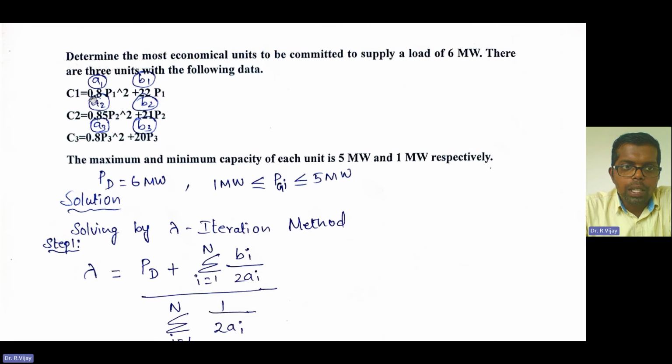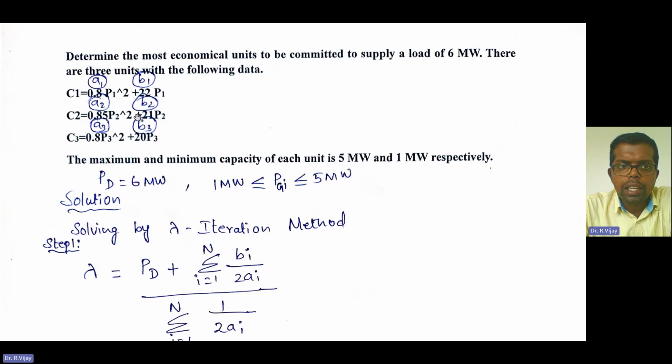That is C1 is equal to 0.8 P1 square plus 22 P1. Next C2 is equal to 0.85 P2 square plus 21 P2. Then C3 is equal to 0.8 P3 square plus 20 P3. The maximum and minimum capacity of each generating unit is given as 5 megawatt and 1 megawatt respectively.